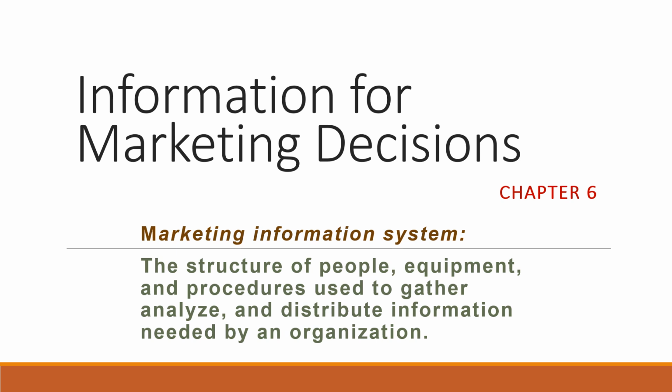Your text defines this as the structure of people, equipment, and procedures used to gather, analyze, and distribute information needed by an organization. Today we're going to talk about the process. We're going to go through some of the different types of secondary and primary information sources you can use. But for many of you, this will just be a quick review. You will have had a more detailed research methods class or a marketing research course that will go into far more detail.